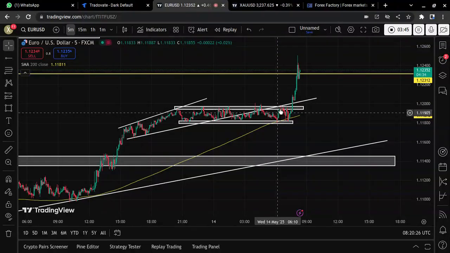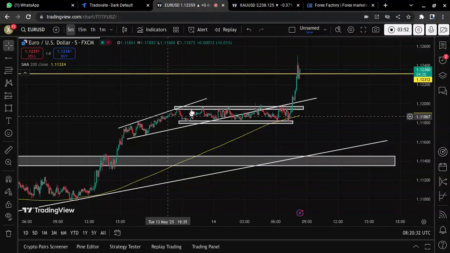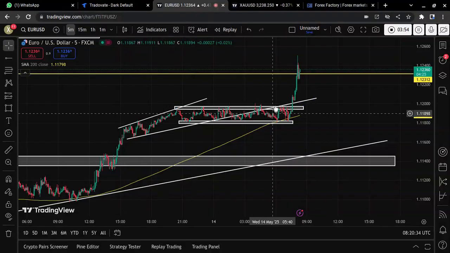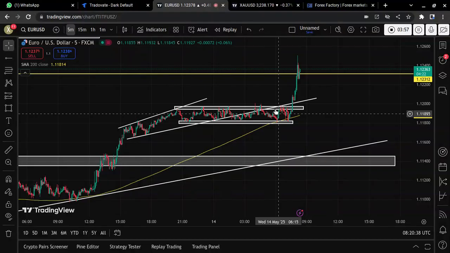Then I took a buy, which I was not supposed to. I was supposed to wait for the breakout here, because you can literally see it has been ranging. But I just took the buy because I saw this huge, massive push.